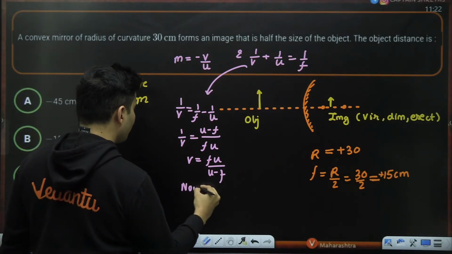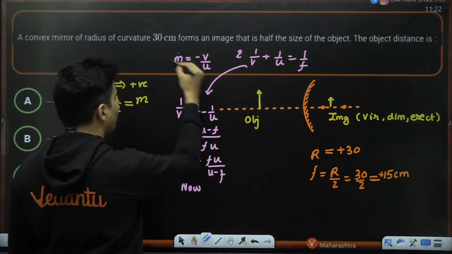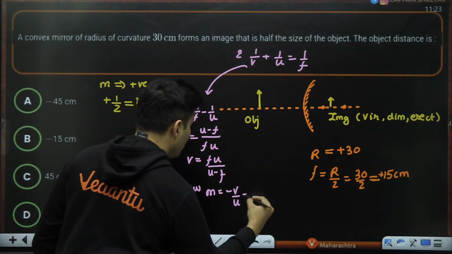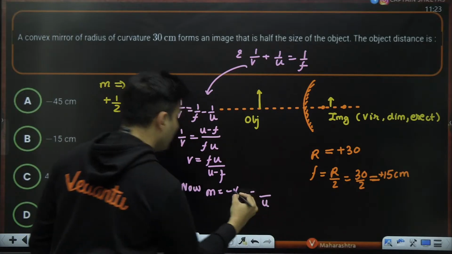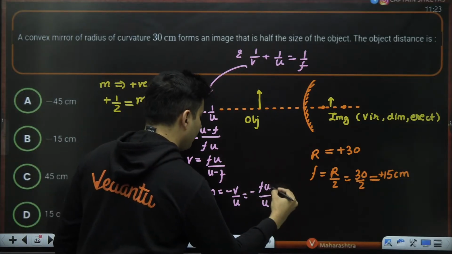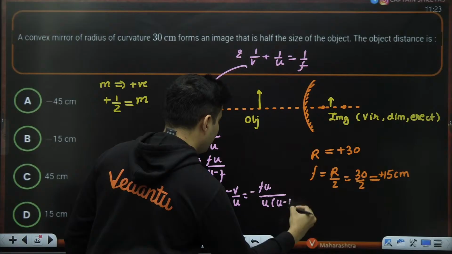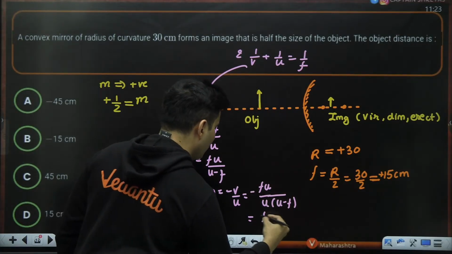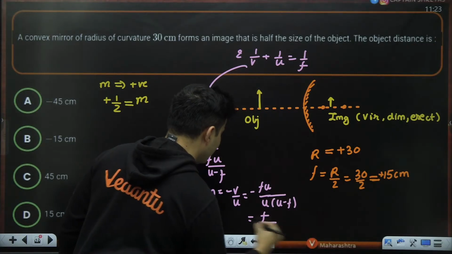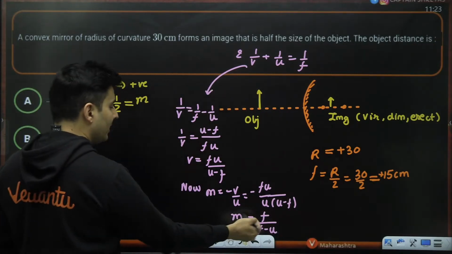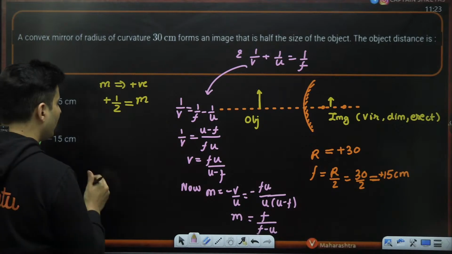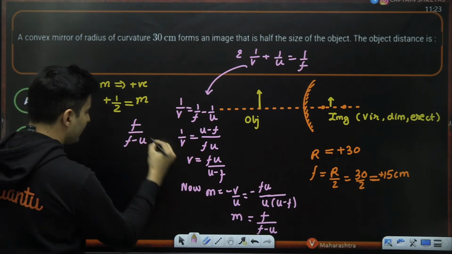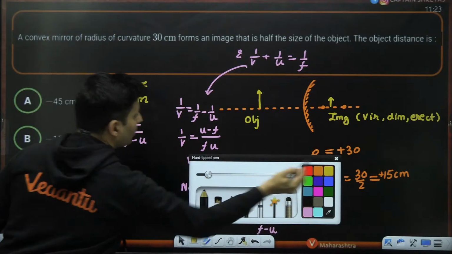Now what I will do is use this in the magnification. Magnification is minus V by U. So it will be minus of, instead of V, put this as FU by U minus F. U gets cancelled, take the negative, swallow it inside. So it will become F divided by F minus U, which is the magnification. I think this formula is better to be used over here. So instead of M, I can put F divided by F minus U. That will help me solve the question easily.